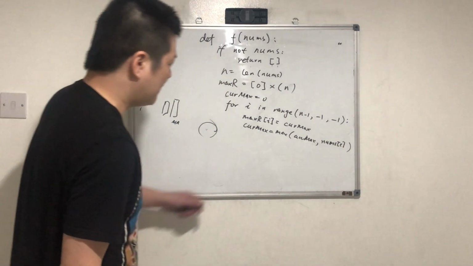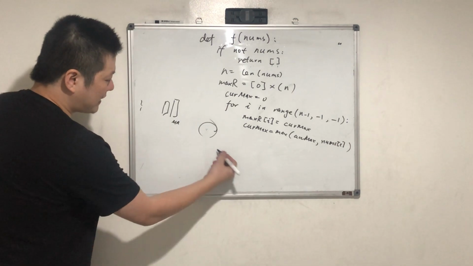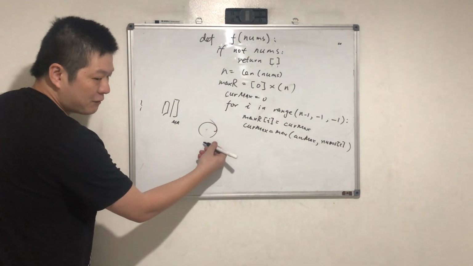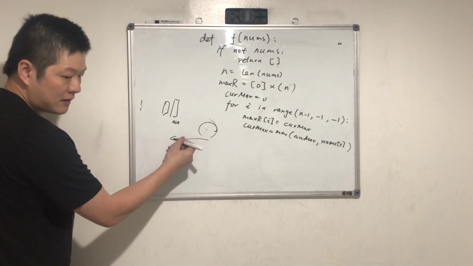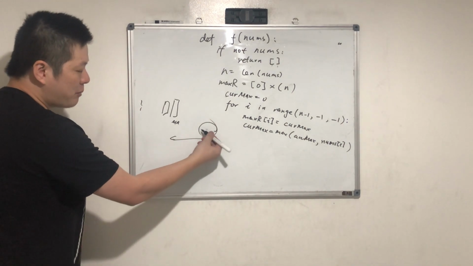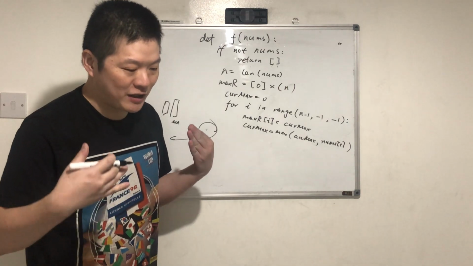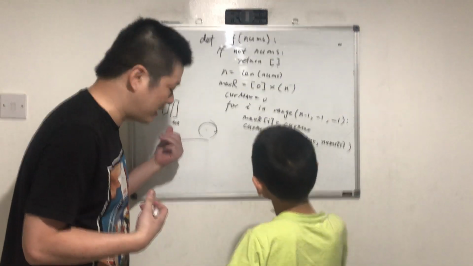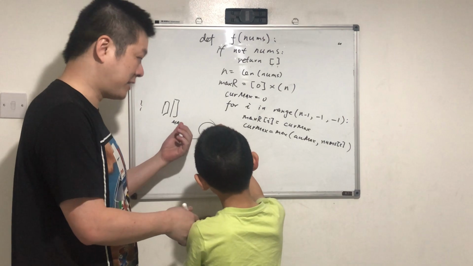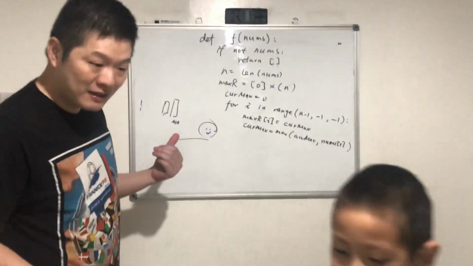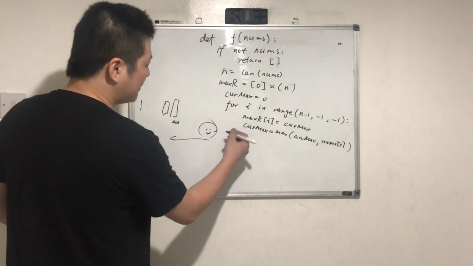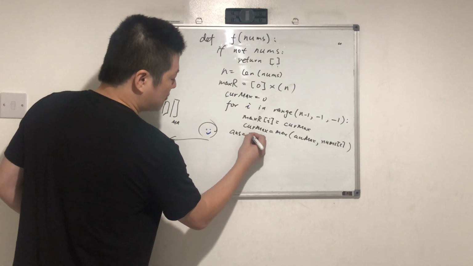So we are scanning the buildings from the right to the left. Every time, going from right to left, we remember the max, the tallest building so far. Does it make sense? So with this, we can set answer equals an empty list.